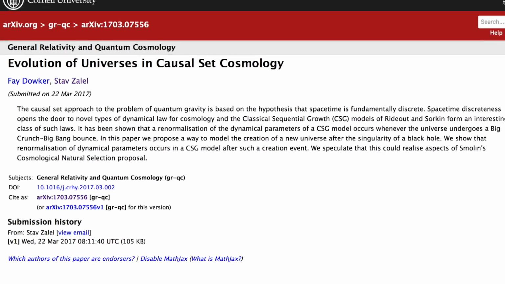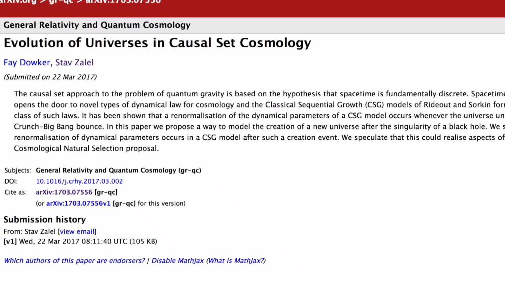Cosmological natural selection on its own is not a fundamental theory of quantum gravity, but it could potentially be realized within a quantum gravity framework. And so Fay Dowker and I studied whether cosmological natural selection could be compatible with causal set theory. There were two parts to our work, and the first was to identify what a black hole singularity would look like within a causal set.